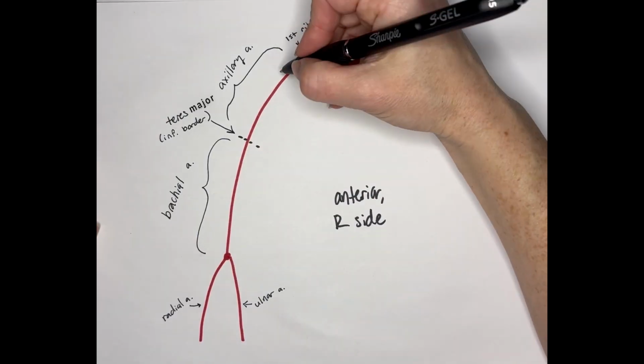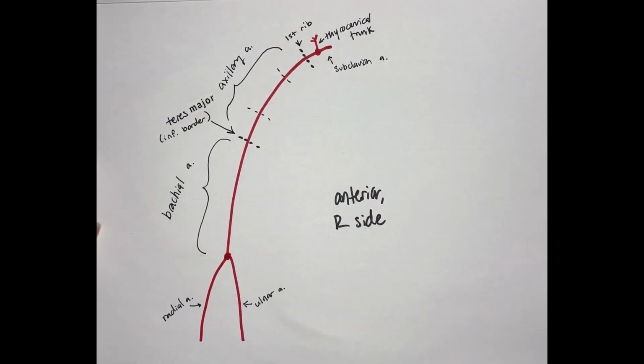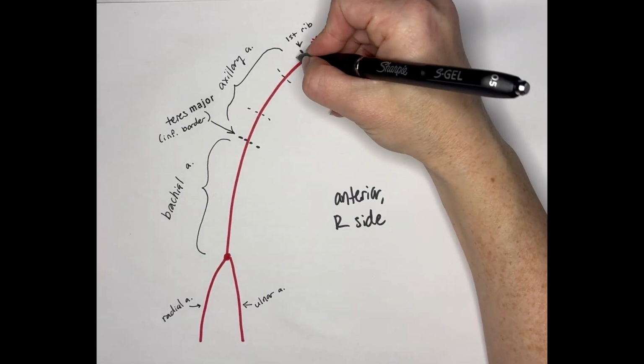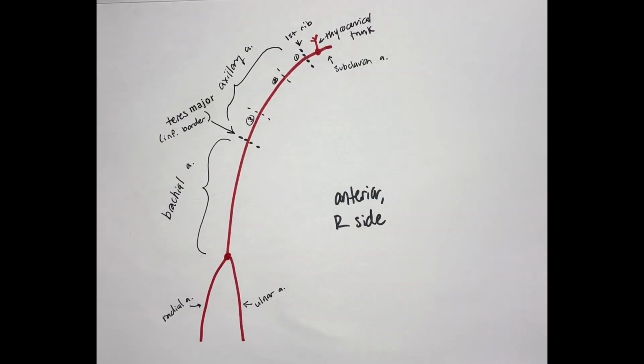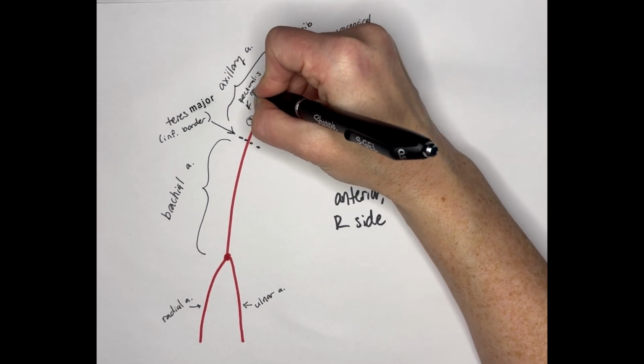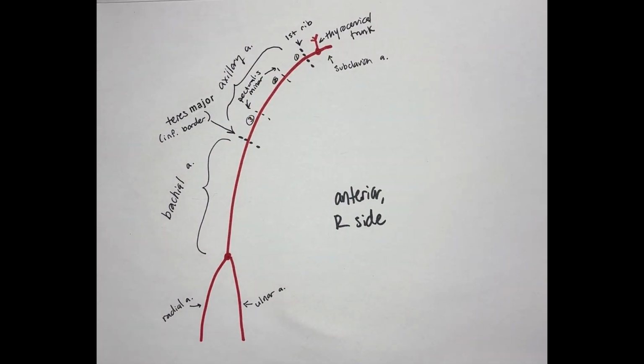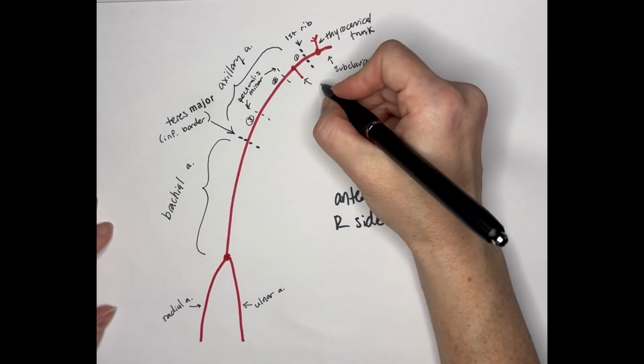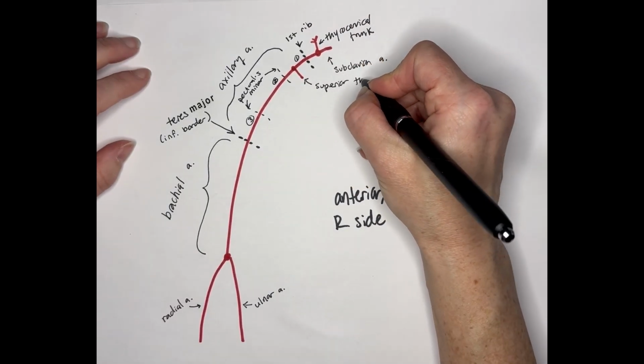The axillary artery running between the first rib and teres major can be split into 3 separate parts. Those 3 parts are defined by the edges of the pectoralis minor muscle, which runs just anterior to the axillary artery. There's one branch in the first part of the axillary artery, and that is going to be the superior thoracic artery.